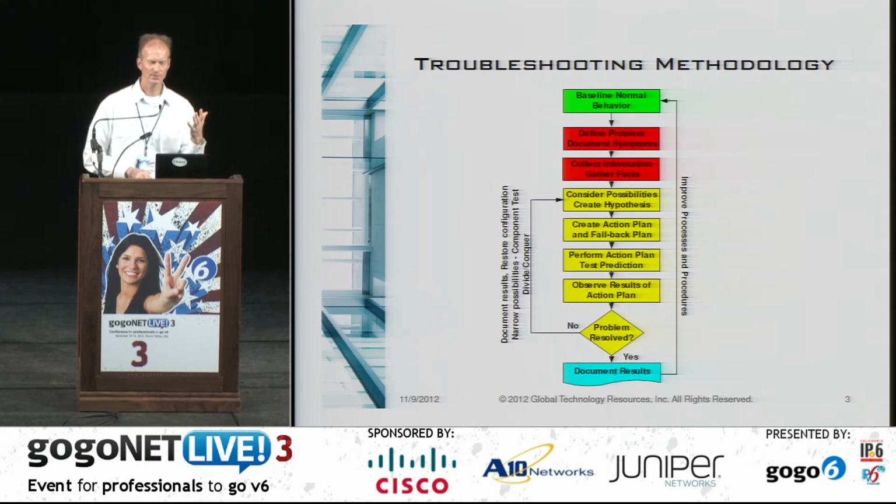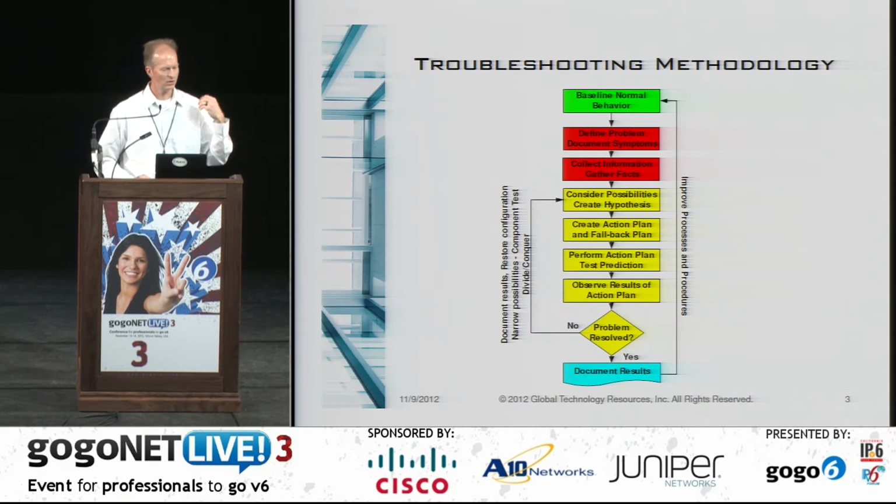So we all use a troubleshooting methodology instinctively. This is just one that I use, and it's very common. Baseline normal behavior. When a problem occurs, try and narrowly define the symptoms, with Kepner-Tregoe or 5 Whys or whatever technique you have for doing root cause analysis. Gather more data, create a hypothesis, create an action plan. What's your action plan?